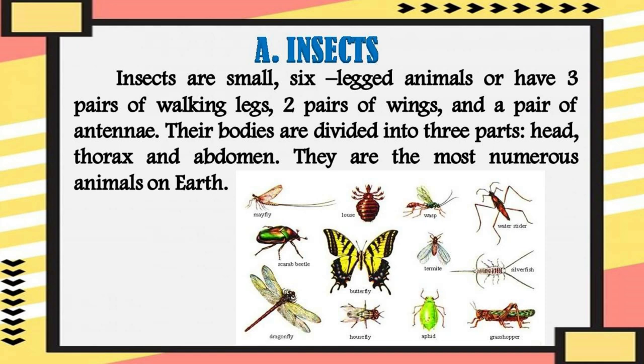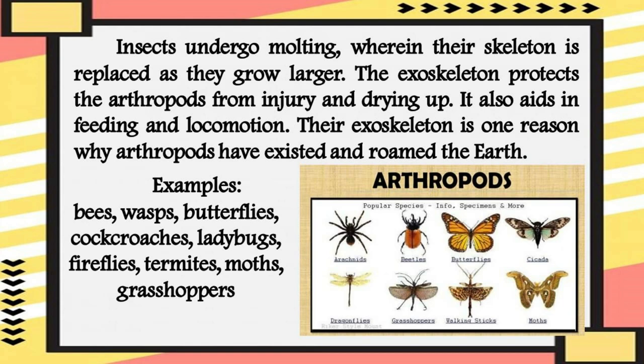Insects. Insects are small, six-legged animals that have three pairs of walking legs, two pairs of wings, and a pair of antennae. Their bodies are divided into three parts: the head, thorax, and abdomen. They are the most numerous animals on Earth. Insects undergo molting, wherein their skeleton is replaced as they grow larger. The exoskeleton protects the arthropods from injury and drying up. It also aids in feeding and locomotion. Their exoskeleton is one reason why arthropods have existed and roamed the Earth for so long. Examples are bees, wasps, butterflies, cockroaches, ladybugs, fireflies, termites, moths, and grasshoppers.